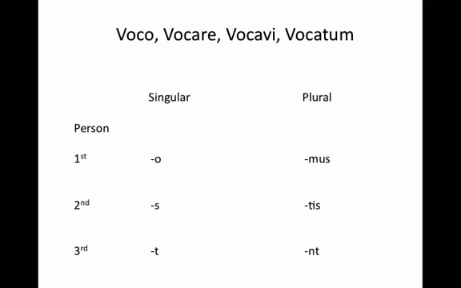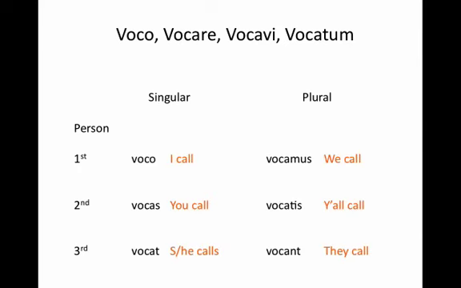Now in Latin, these endings are used much like pronouns in English. There's no pronoun that you're going to put in front of these. There's no I, he, we, she. These endings signify who is doing the verb, as you can see in this next chart. So voco, first person singular, is I call. That O ending tells you it's I call. Vocas, second person singular. That S ending tells you it's you singular call. Vocat, that T ending in the third person singular tells you it's he, she, or it calls. And the same thing with mus, tis, and nt in the plural.